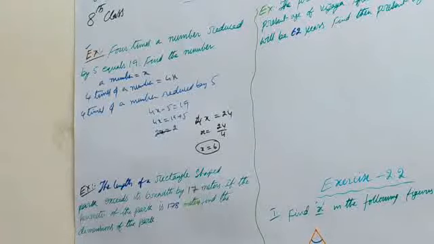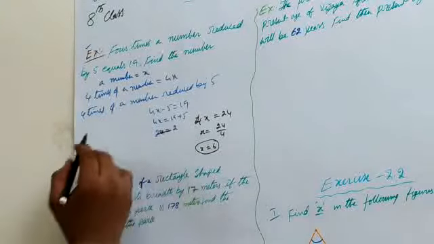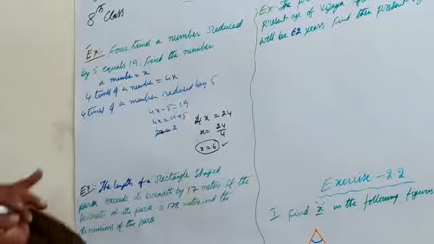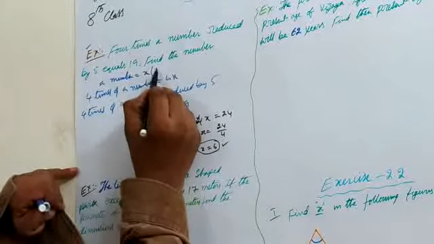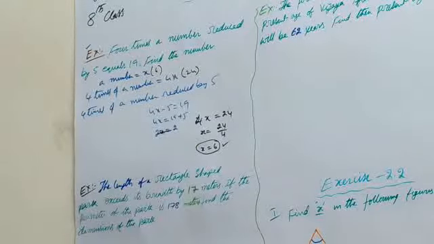What is the number? 6. Therefore, the number is 6. See, find the x value, find the number.